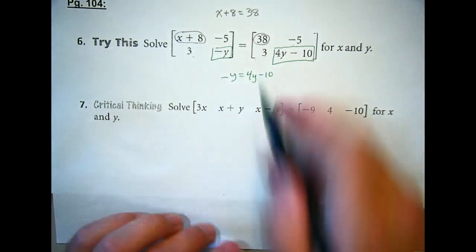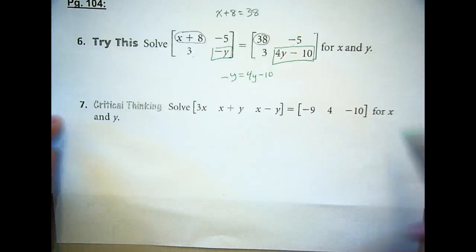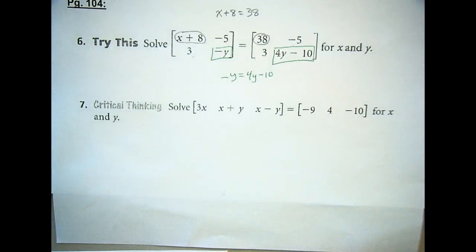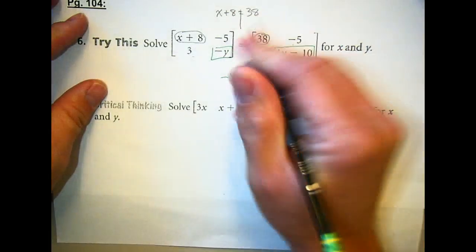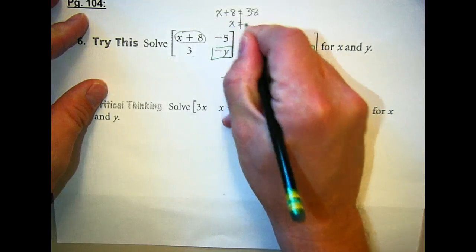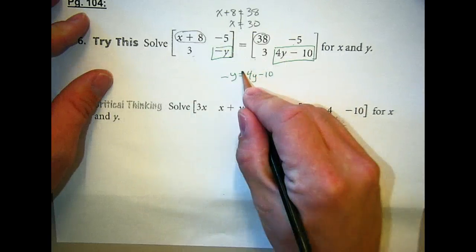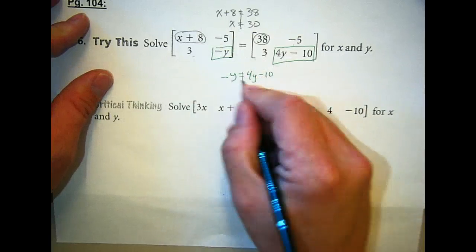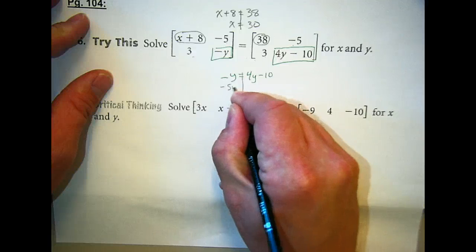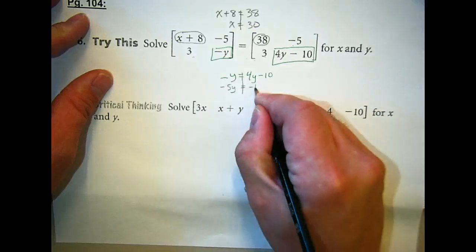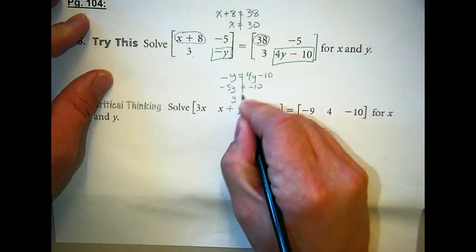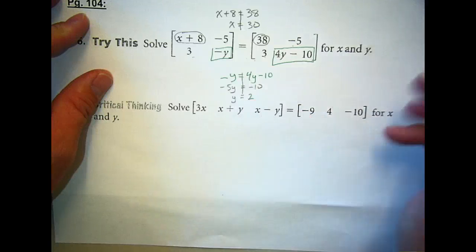Okay? So I want you to solve for x and y here and then set up your equations on number 7 to solve for x. Okay, so on this one here, subtract 8 from both sides, x equals 30. Okay? And this guy here, we can bring the 4y over there by subtracting, so we get negative 5y is equal to negative 10. Divide by negative 5, y equals 2. Okay?